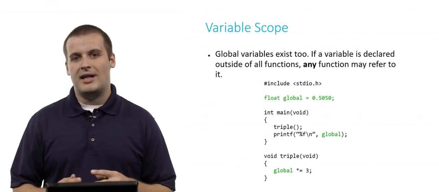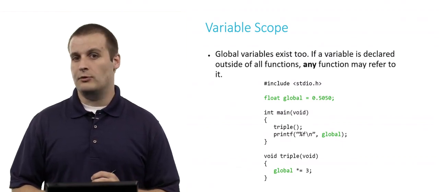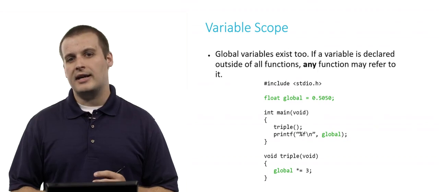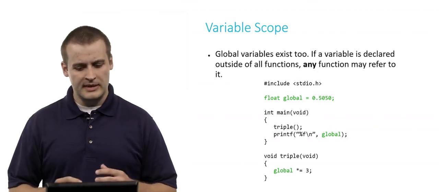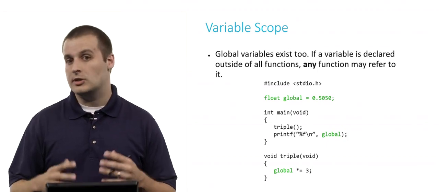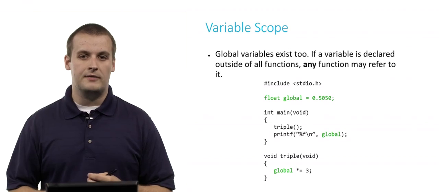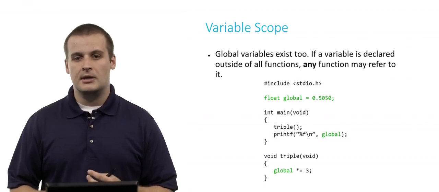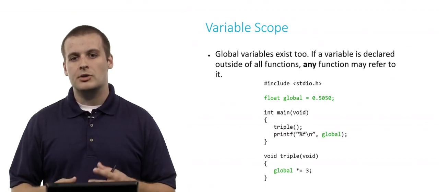Now, as I mentioned, global variables do exist. If you declare a variable outside of any function, all of the functions in the program can refer to it. So in this case, I've highlighted in green a global variable declaration. The variable being declared is called global, to be extremely clear about it. It is of type float, and I assign it the value 0.5050. You'll notice that in main and in triple, I am able to refer to global.